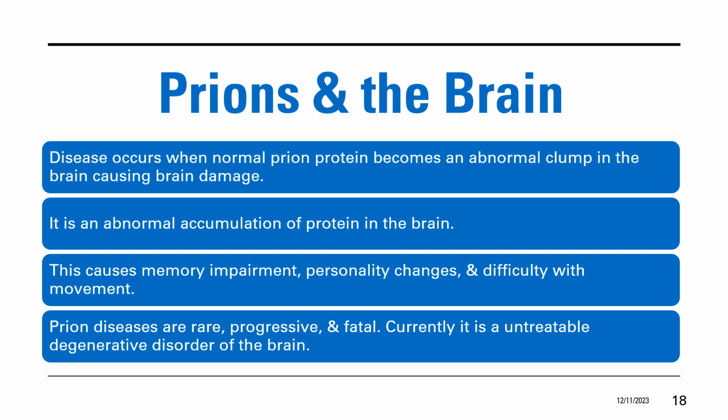And last, we'll talk about prions and the brain. Prions only affect the brain. Disease occurs when normal prion protein becomes an abnormal clump in the brain, causing brain damage. So it's basically an abnormal accumulation of protein in the brain. This can cause memory impairment, personality changes, and difficulty with movement. Prion diseases are rare, progressive, and fatal. Currently, it is an untreatable degenerative disorder of the brain.